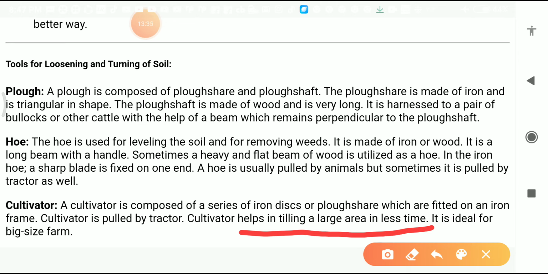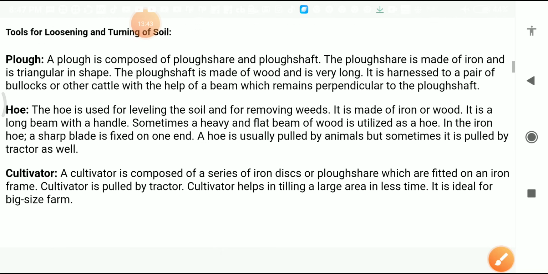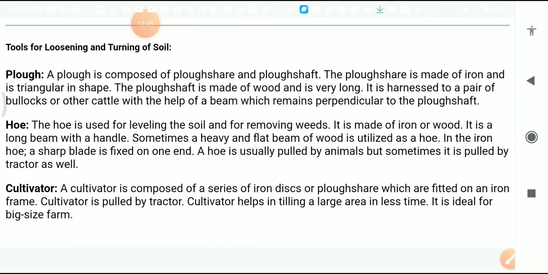So these are the three tools which are used in agricultural practices. Many other tools are also used, like a trowel, which in Hindi we call khurpa. With the help of this we can also remove the unwanted plants. Many implements are used in the crop fields, but in your book these three are given: plow, hoe, and cultivator.